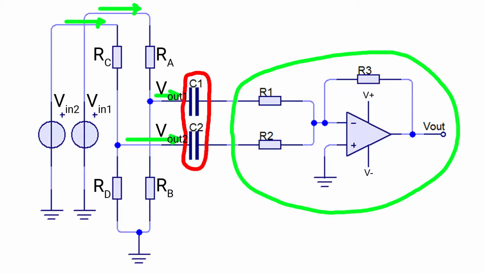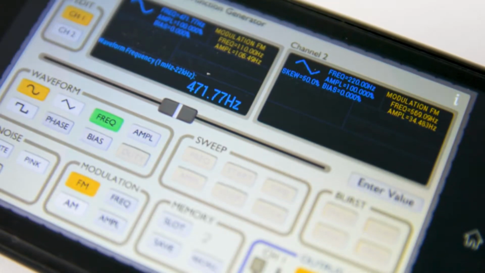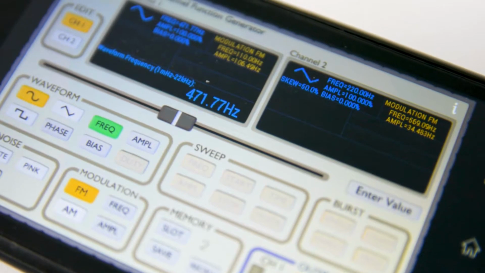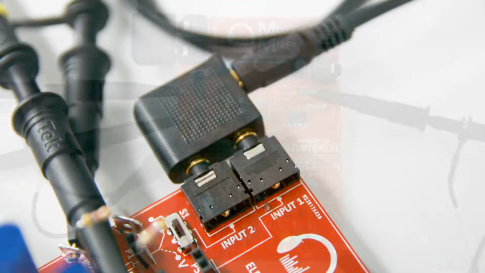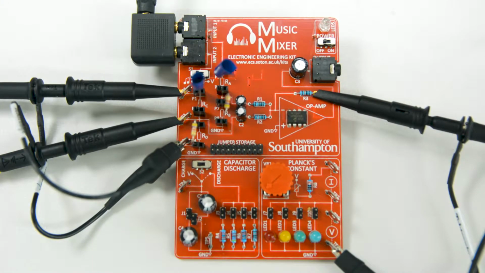the signals. All the signals are generated by a free phone app that's then connected to the board via a 3.5mm audio cable and then a headphone splitter. The oscilloscope is connected up onto the test points on the left-hand side of the board as shown.